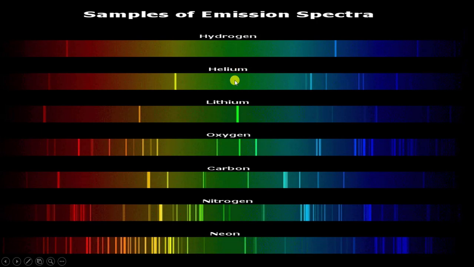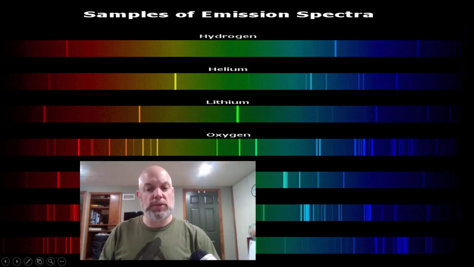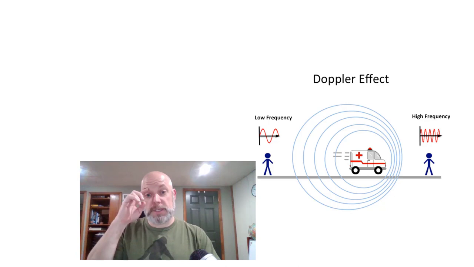Okay? Helium will always look like that. They'll be in those exact same places. Nitrogen always looks like that, has all those lines. So the only time they'll look different is if the source of the light is moving. Okay? Which is what we're talking about today.